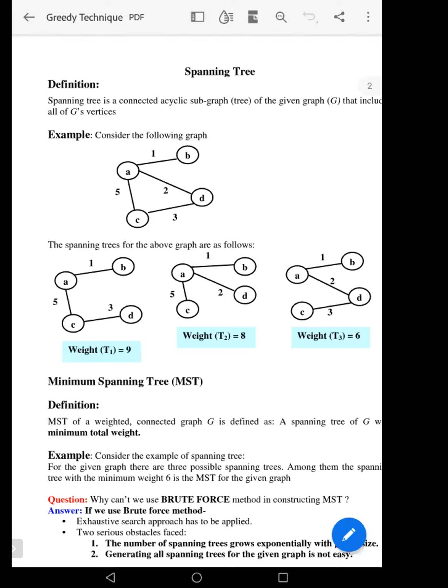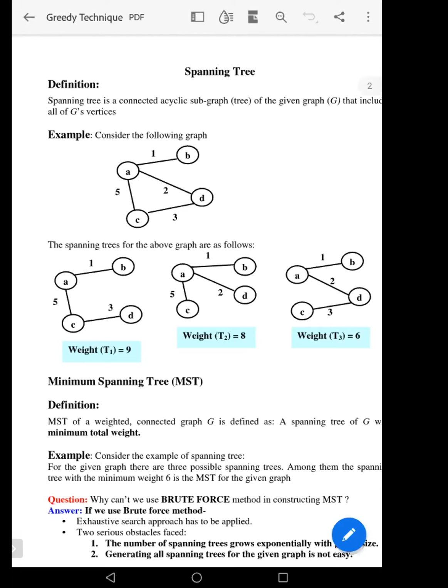So how do you form a different tree? You select different edges, but in all the trees, 4 vertices are there. There are 4 vertices of the given graph. So in all the trees, 4 vertices must be there. The edges can be different. You can take any number of edges.